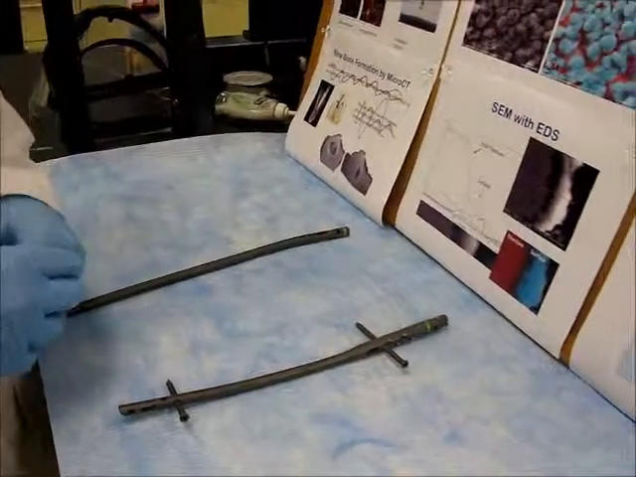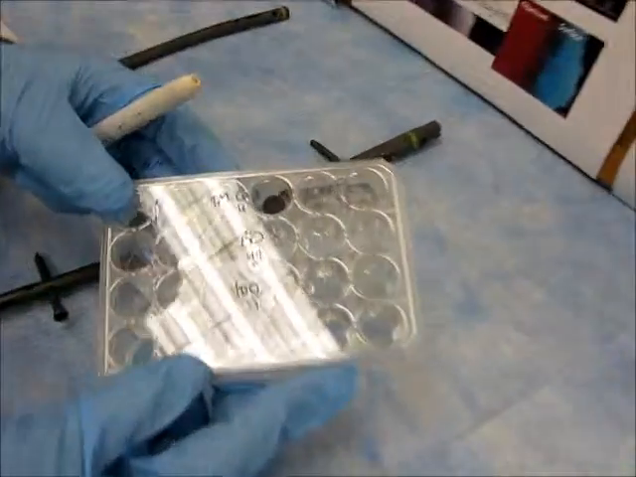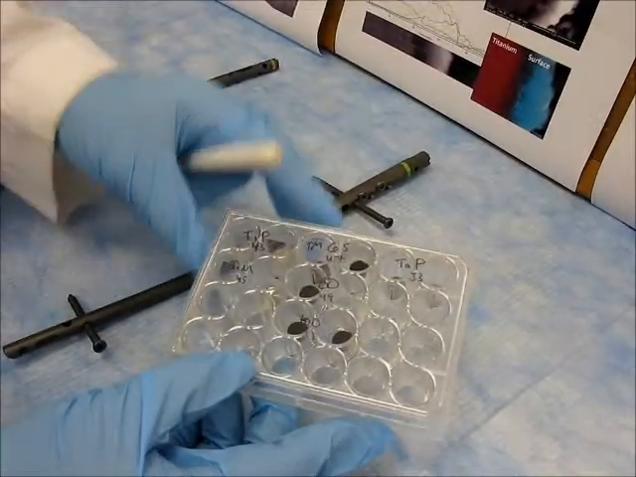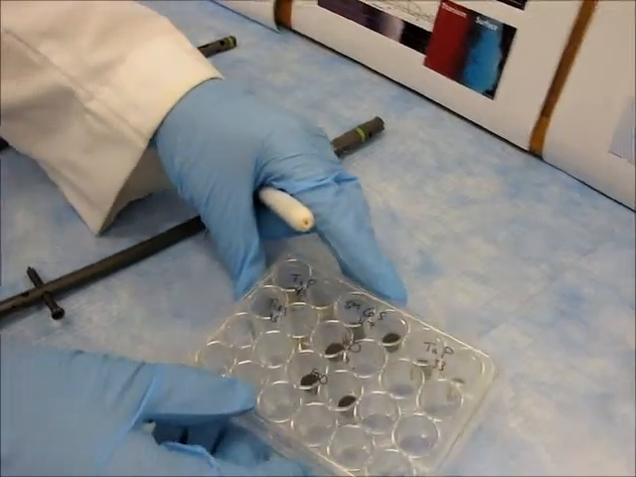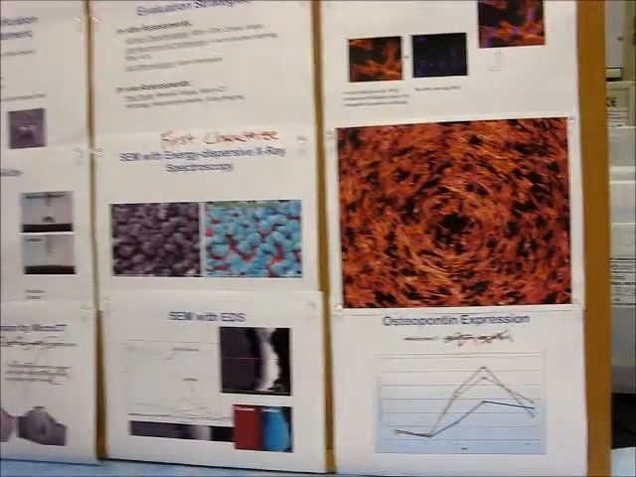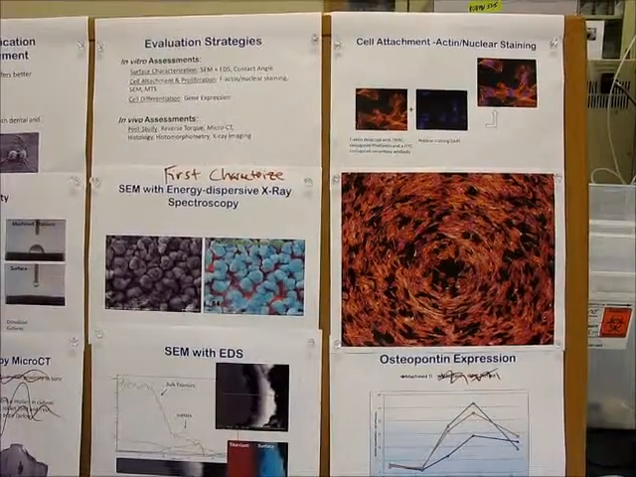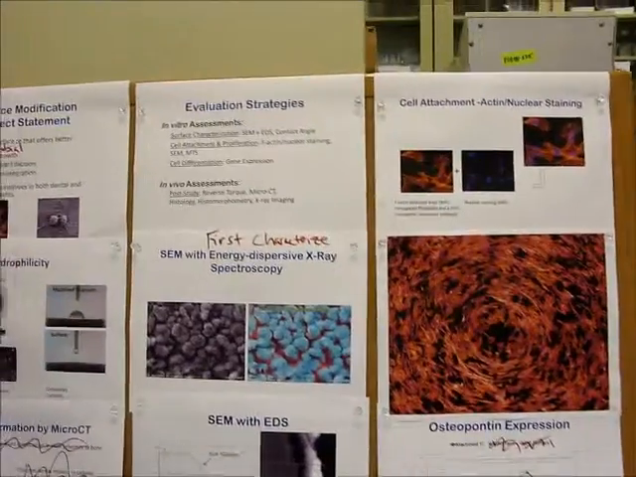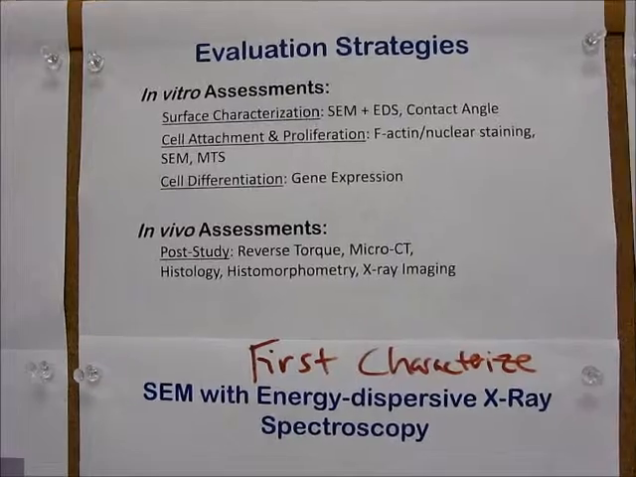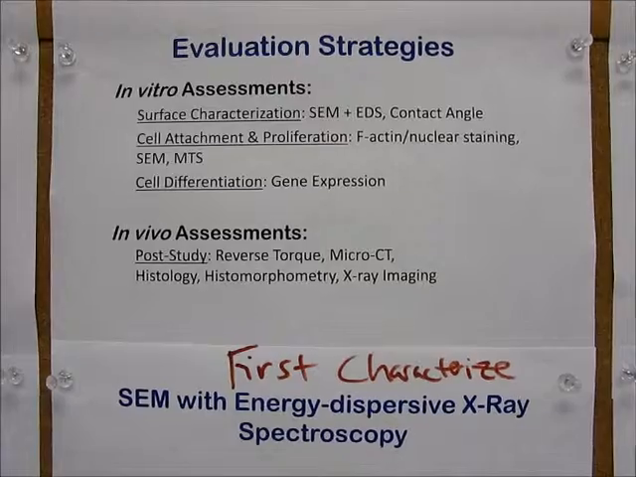When we run the in vitro assessments, we use just discs, 1/2 inch diameter typically, and this is how we run the cell proliferation, the cell attachment, and differentiation assays in the lab. If all the in vitro assessments go well, the next step is to look at an in vivo assessment. What we would do there is do an animal model. We look at reverse torque testing, and we take micro-CT, histology, and histomorphometry to analyze that reverse torque testing.